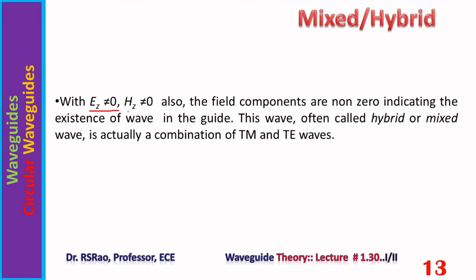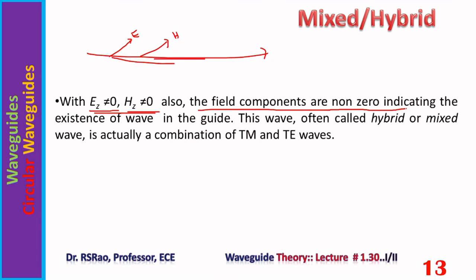When Ez not 0, Hz not 0, what does it mean? The wave is traveling like this, E may be like this, H may be like this. You can see here E has a component along the direction of propagation, H also along the direction of propagation. Therefore, Ez, Hz are non-zeros. From those expressions, the field components are non-zero, indicating the existence of a wave in the waveguide. This wave is often called hybrid wave, mixed wave. It is a combination of TM and TE waves. Therefore, it is also called TE plus TM wave. So 3 names are there: TE plus TM wave, hybrid wave, or mixed wave.